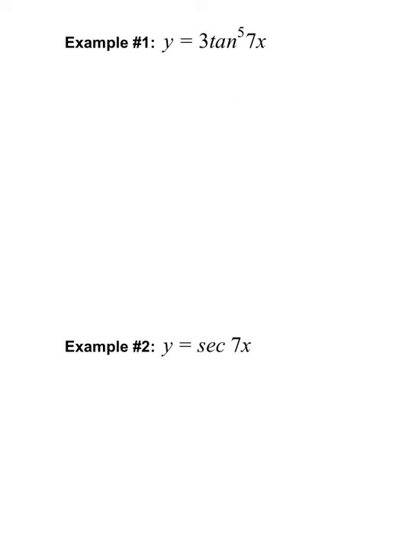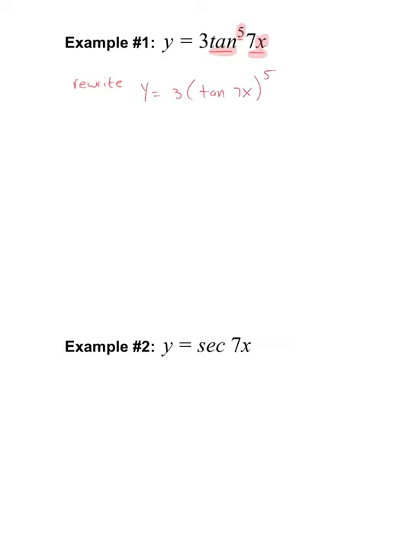Okay, example number 1. We have to remember how to figure out what rule to use. We only have one variable. We only see the letter x once, but there's 3 different functions. We have tangent, we have something to the 5th, and we have 7x. I would always rewrite that trig notation. That exponent, whenever it's written in the middle, applies to everything immediately to the left and to the right of it. So when I rewrite it, it looks like this: 3 parentheses tangent of 7x all to the 5th.